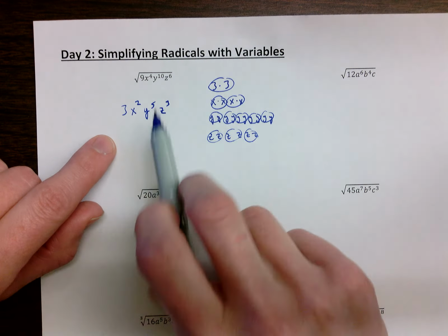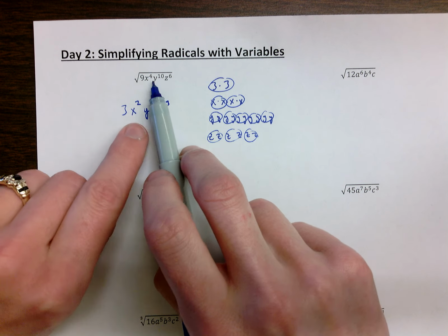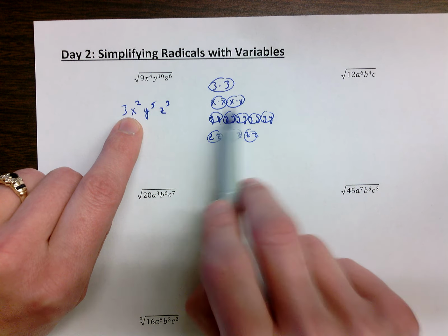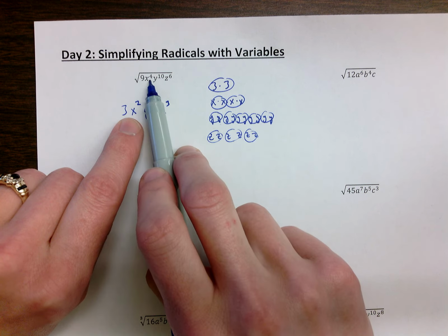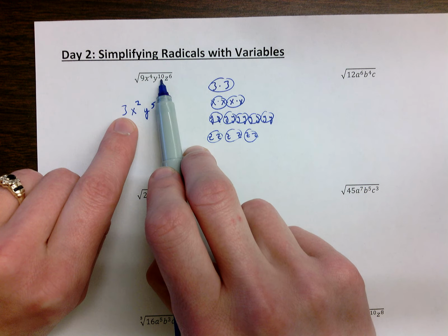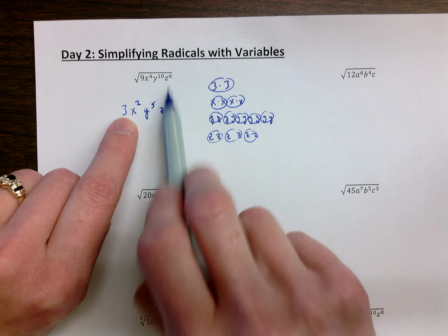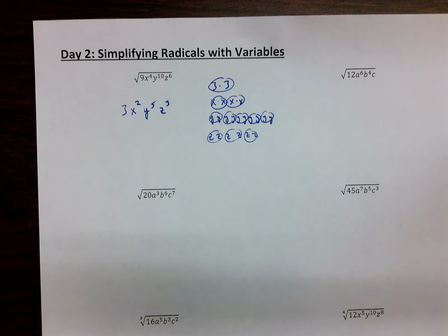And when we see what happened here and compare that, you can see that there's a connection. If we're looking for pairs, I'm looking for how many groups of 2 there are in this x to the 4th. Well, there's 2 groups of 2. How many groups of 2 are there in y to the 10th? Well, 5. Z to the 6th, 3 groups. So you can see where this comes from.